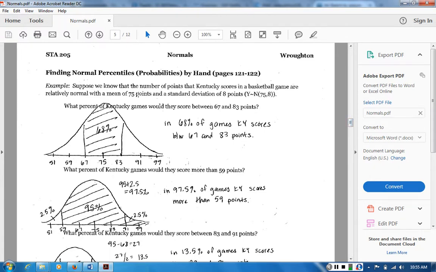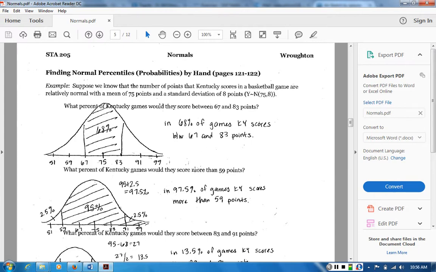We had a mean of 75 points, a standard deviation of 8 points, and this is just shorthand notation for saying exactly what's in there. Y is just the number of points that Kentucky scores. The little squiggly means distributed. The N means normal, so it has this bell-shaped curve to it. Then the first number is the mean, and the second number is the standard deviation.